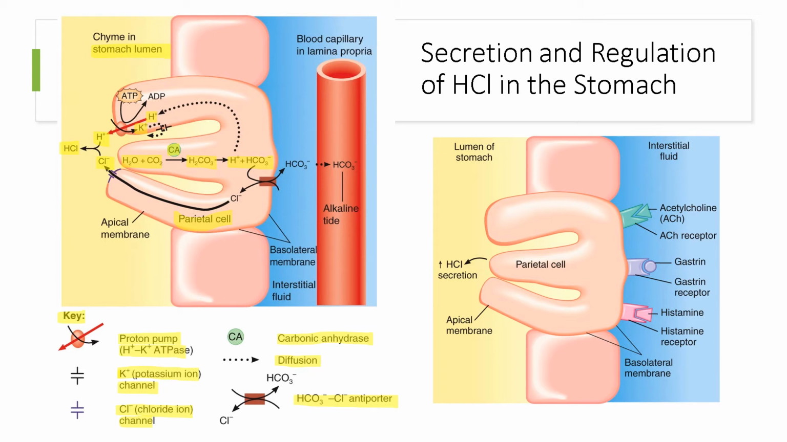Now this pumps potassium in, but the cell doesn't really actually need potassium. It's just kind of how the cell works. So we can see this little line right here. This is going to be a potassium ion channel. So potassium is going to diffuse out back into the lumen through these potassium channels in the apical membrane.